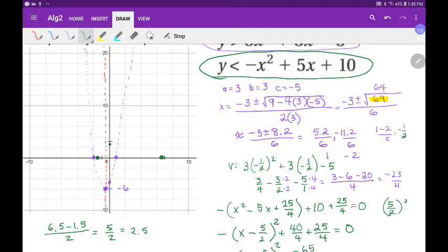Oh, wait, I didn't get my... Hang on. Did that wrong. 2.5. So 2.5. Where's 2.5? Well, if that's 3, and that's 2, I guess we're right in between. So right there's 2.5. Does that look like it's right between the dots to you, the green dots?